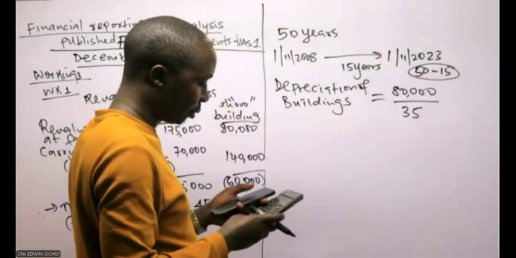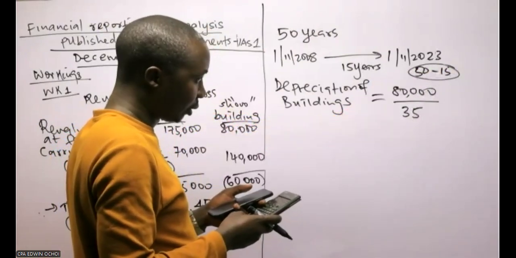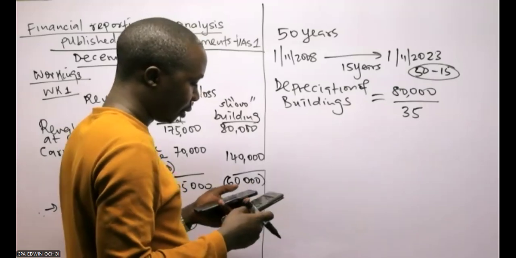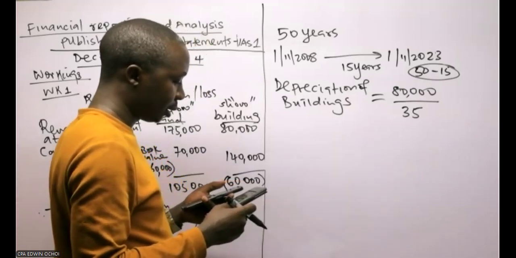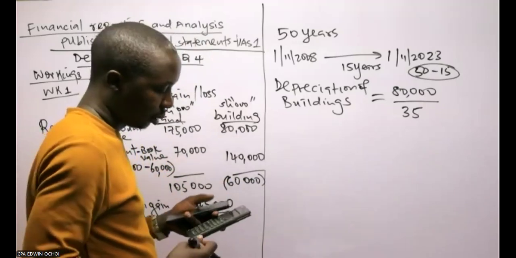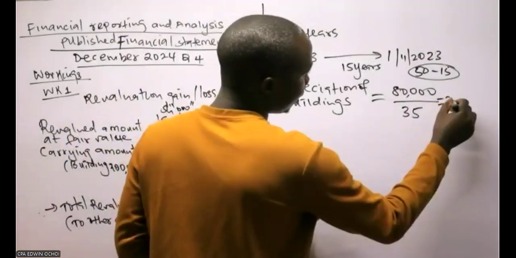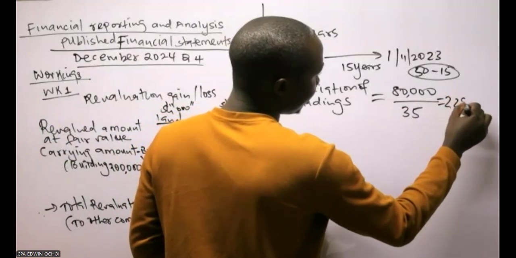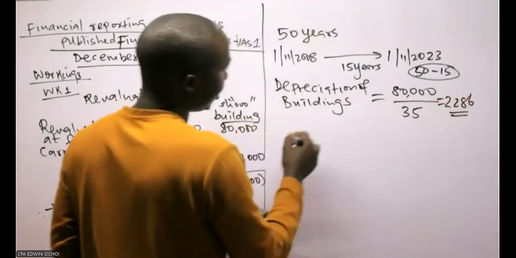So 80,000 divided by 35. That is 2,286. So that is the depreciation for building.